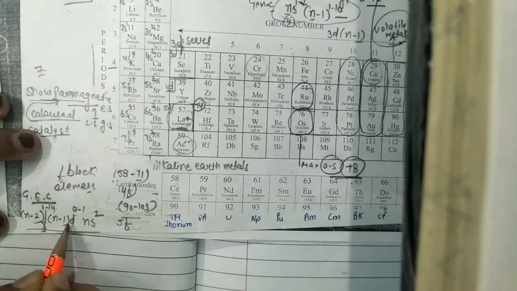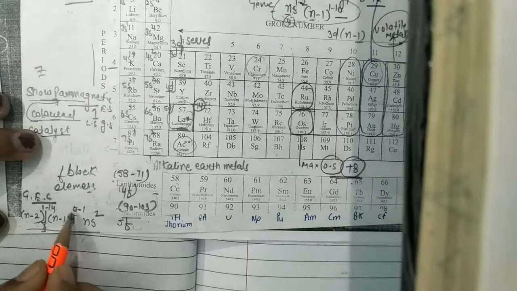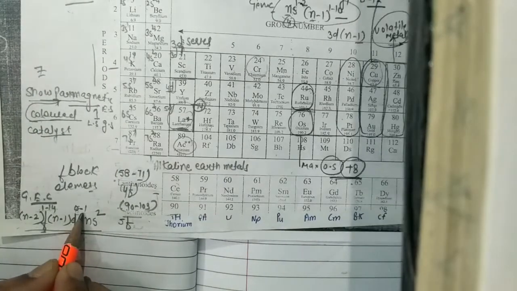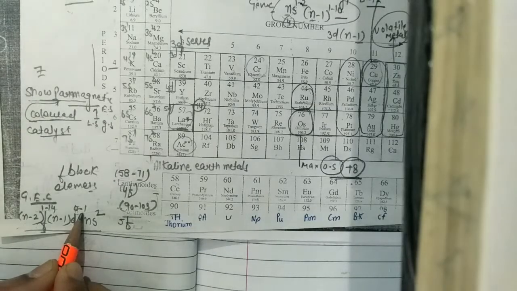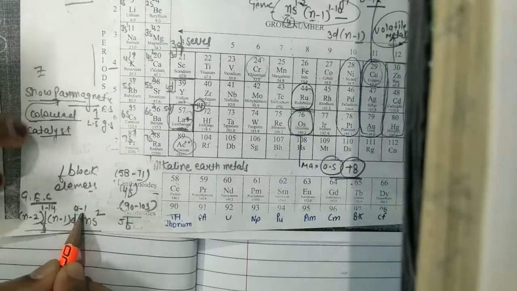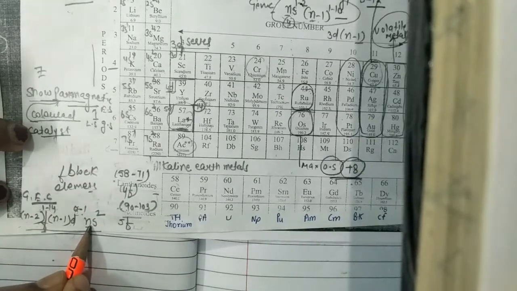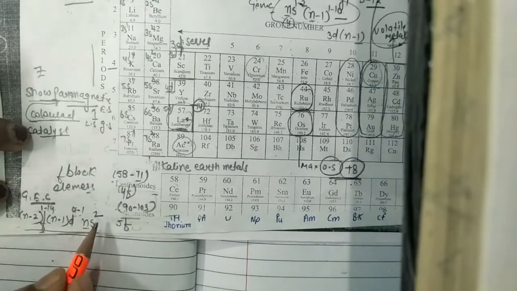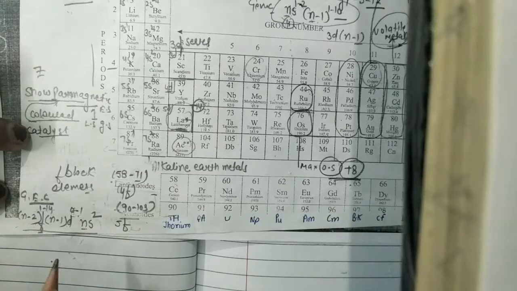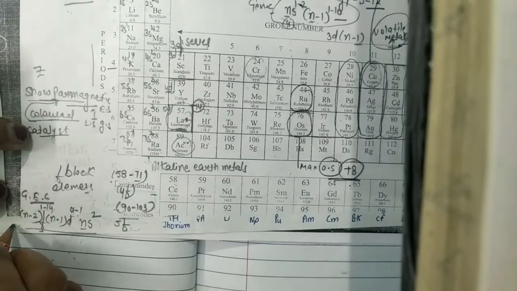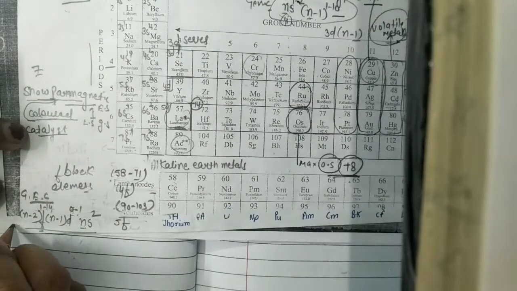Second is (n-1)d 0 to 1, only one: either it is vacant or one electron is present in the d orbital. And ns2 means a fully filled s orbital. This is the general electronic configuration of f block elements.